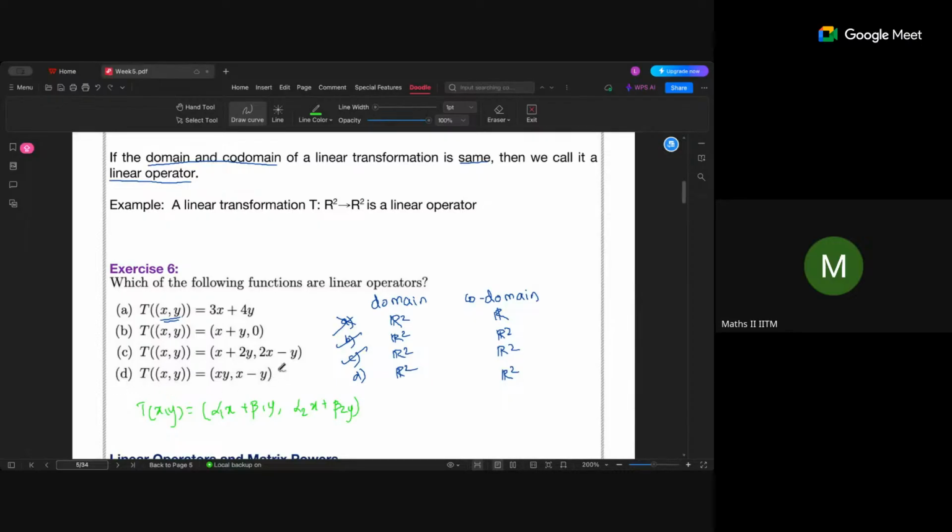Option D, is this a linear transformation? No. So you see that you have a product. So this T is not a linear transformation. So option D is not a linear transformation and hence it cannot be a linear operator. A linear operator is first of all a linear transformation, and then the domain and codomain should be the same. So only option B and C are linear operators.